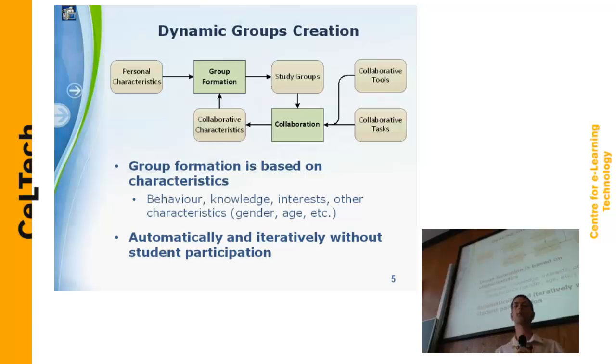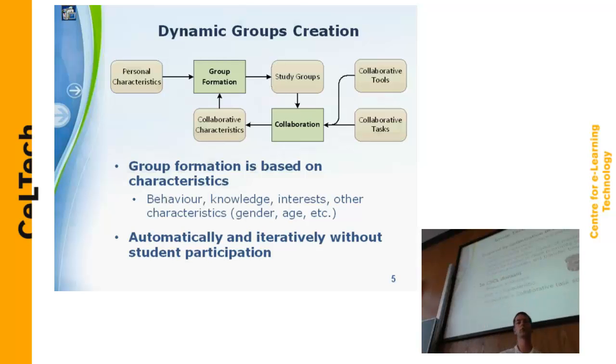So our method for group formation is based on student characteristics. These characteristics can be personal or collaborative, such as behavior, knowledge, interest, or other characteristics, for example, gender, age, and so on. Our method creates groups automatically and iteratively without student participation.